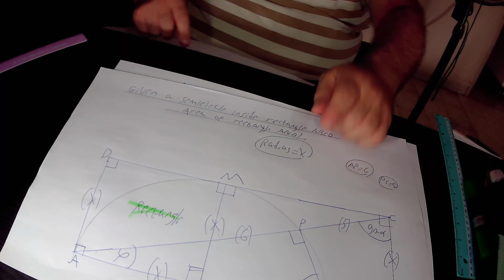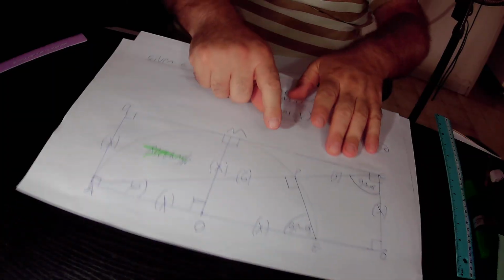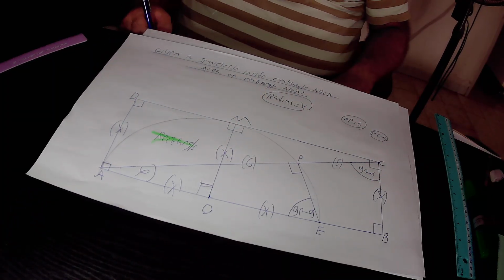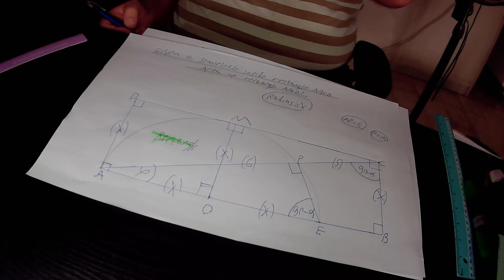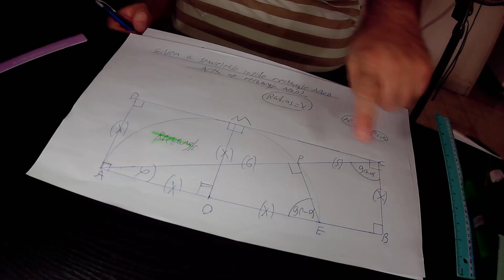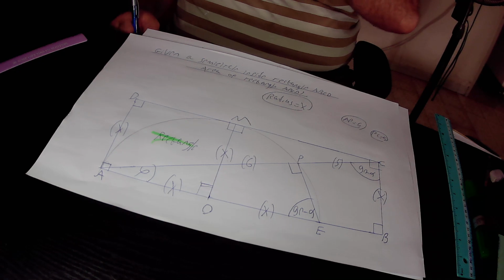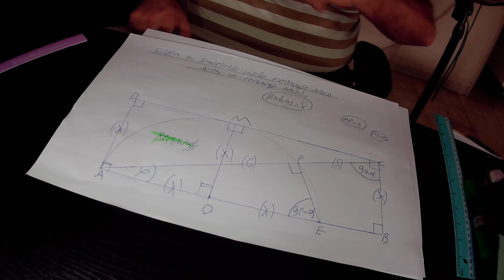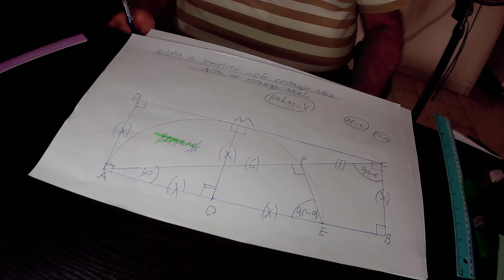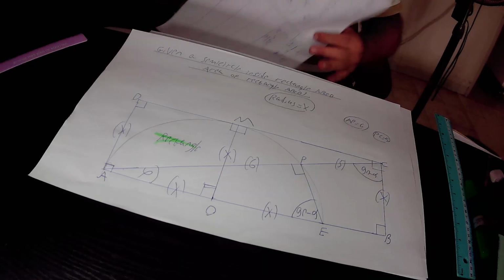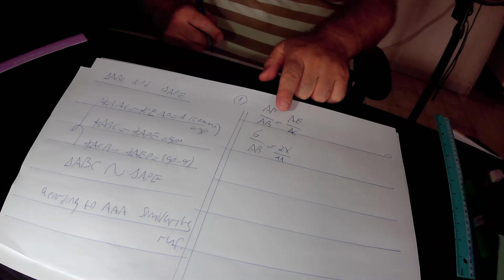AP equals 6 units, according to what is given in the question, over AB. AB is the missing side, so leave it as it is. And it is equal to AE. AE is the diameter of this semicircle, that is equal to 2x, over AC. AC in total equals 6 plus 5, that is 11. So in total, we find that 6 over AB equals 2x over 11.